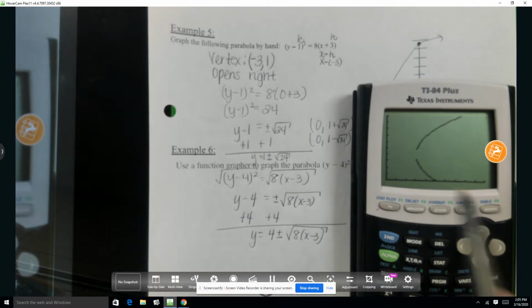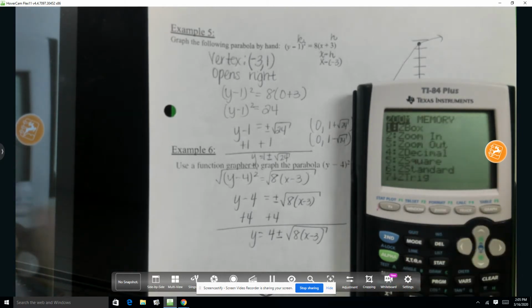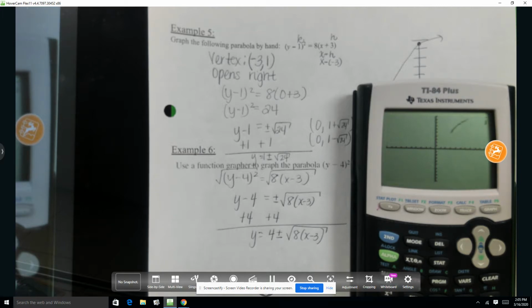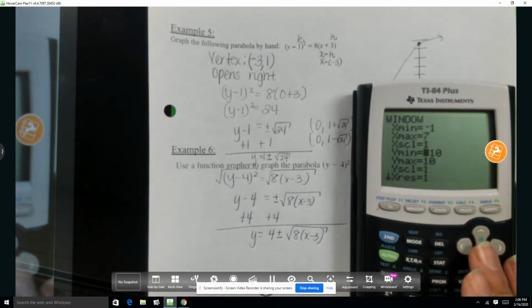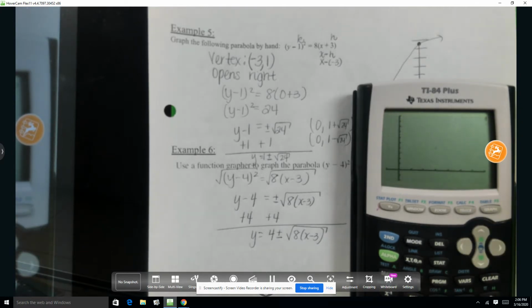My window isn't a normal window, so I'm going to hit zoom 6 to get it in a 10 by 10 window so that I can see my parabola a little bit better. If you want an even better graphing window so that you can see that part of the parabola is missing, go to window and do -1 to 7 for your x, and then -2 to 10 on your y and hit graph. It'll show it even better for you.